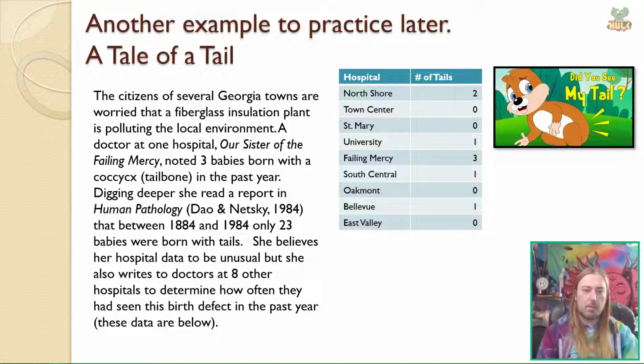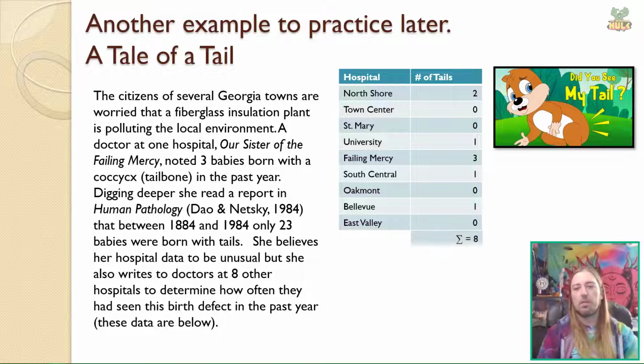So we know the population mean. It says between 1884 and 1984, only 23 babies were born with tails. So that can be reasonably thought of as a population value, having covered about a 100-year period there. The question is, how do we use that information? Well, first we know we need to calculate things about our sample, right? We need to find the average number of tails across these various hospitals.